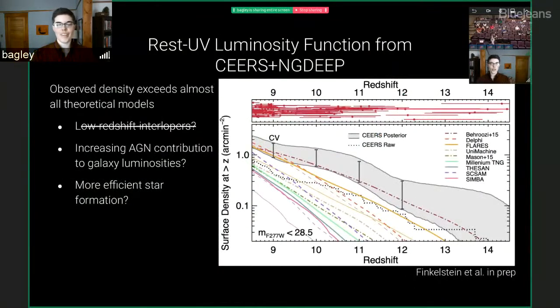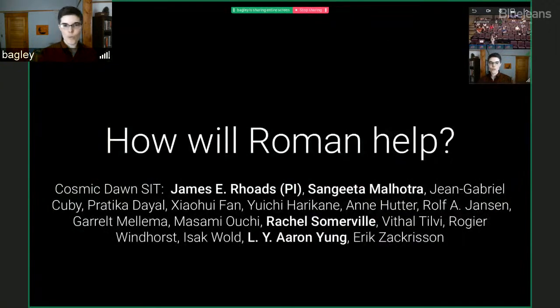We've also heard that more efficient star formation could have a huge role to play here. I'm leaving these as open questions that we want to explore in Cycle 2 and Cycle 3 with JWST, and then of course with Roman. So how will Roman help?